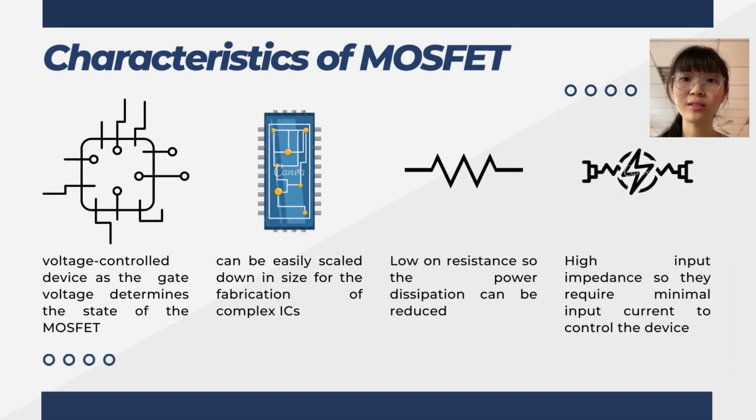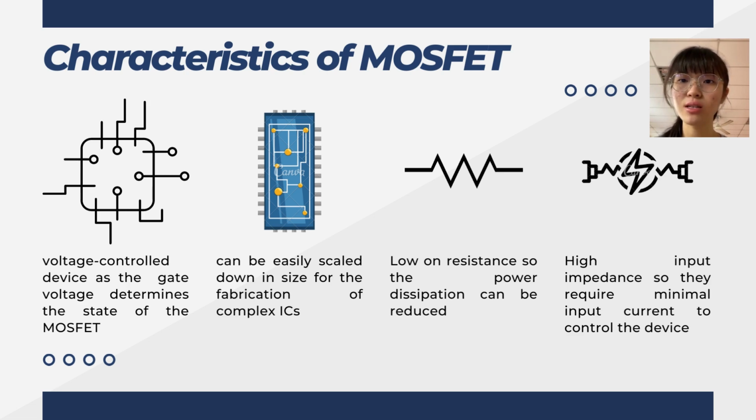There are some characteristics of MOSFET. The first characteristic is MOSFET is a voltage control device, as the gate voltage determines whether the state of the MOSFET is on state or off state. The second characteristic is MOSFET can be easily scaled down in size for the fabrication of complex ICs. The third characteristic of the MOSFET is MOSFET has low on resistance, so the power dissipation can be reduced.